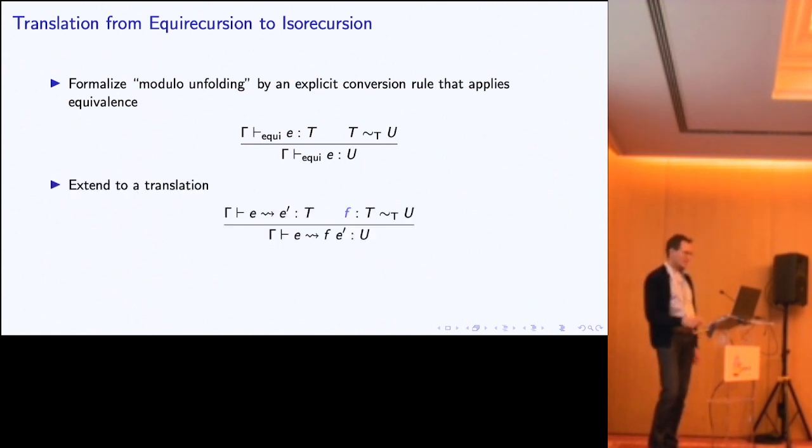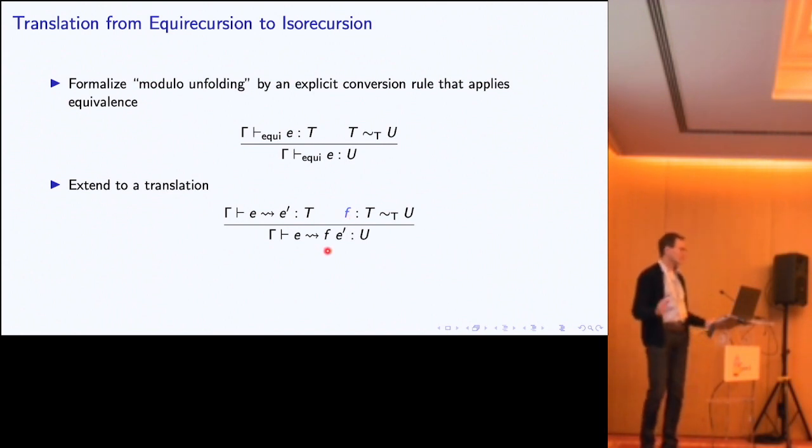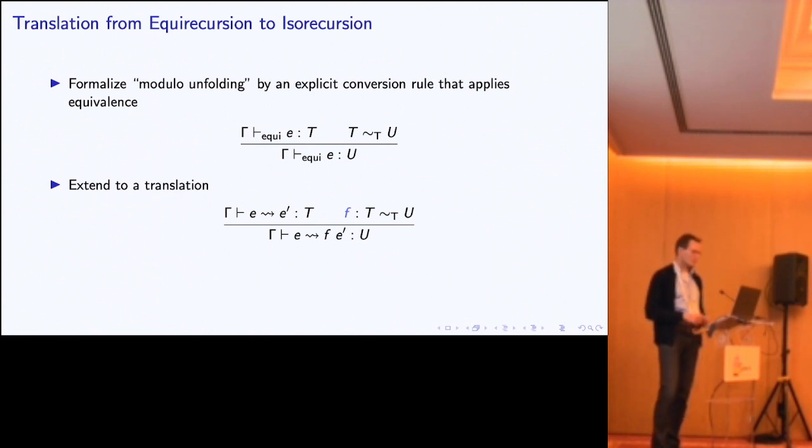So you extend that to a translation, and the translation does more or less nothing; it's homomorphic except for the places where you had the conversion rule. For the conversion rule, you invoke the variant of type equivalence that also produces a witness term, and you just interpose it, and you're fine. It's also fairly easy to show that this translation is typing preserving. There's no witchcraft involved here.